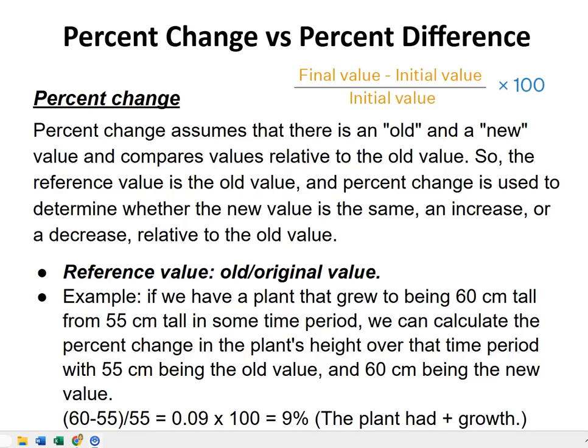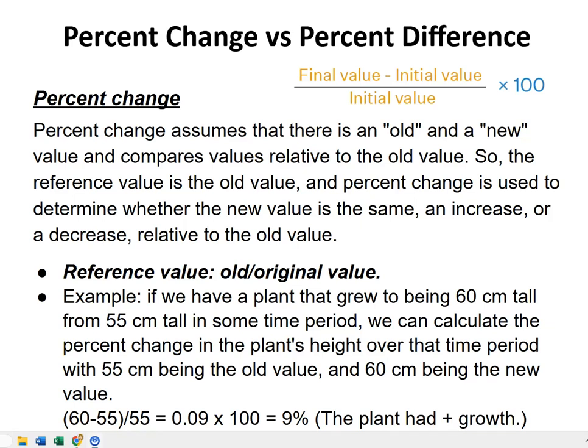Here's an example. If we had a plant that grew to 60 centimeters tall from 55, so within that time period, it grew 5 centimeters, and we wanted to calculate the percent change of the plant's height over that time period. We would use 55 as the old or initial height, and then we would use 60 as the new height. When we put that into the formula and multiply it by 100, so it can be expressed as a percentage, we would be able to say that the plant experienced 9% positive growth during that time.